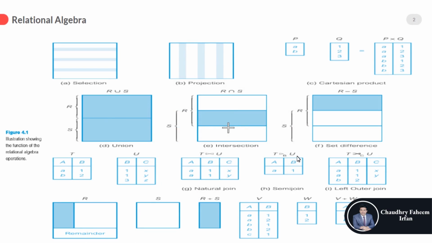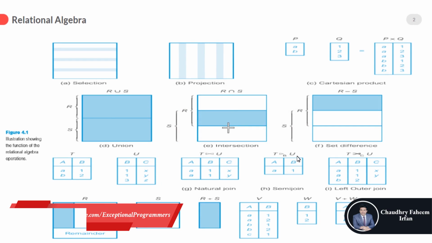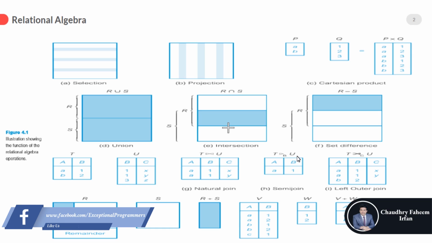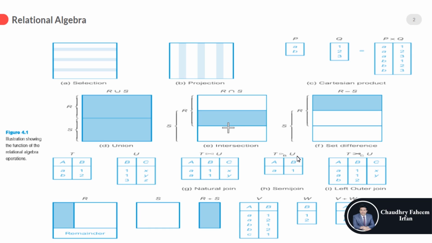Relational algebra overview. You know that the first type of relational algebra is unary operations, and unary operations have two types, like selection and projection. In selection, we are going to select all the rows. In the projection operation, we are going to select columns, like according to the figure.